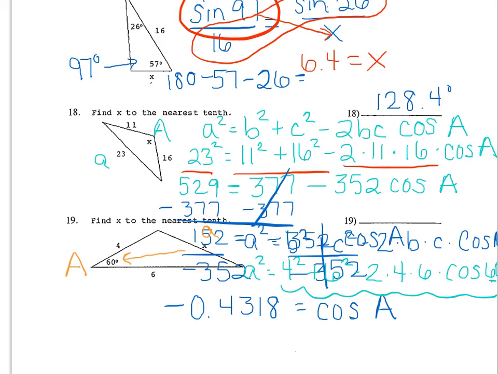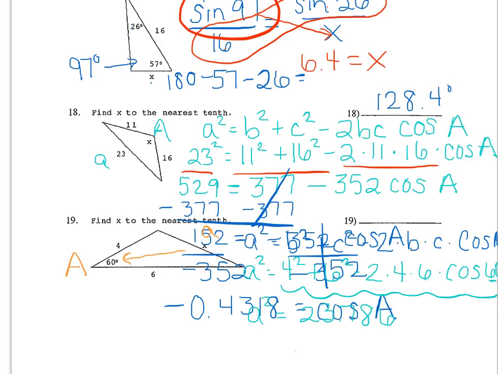So I'm going to type in 4 squared plus 6 squared minus 2 times 4 times 6 times cosine of 60. And I end up with 23.7. And remember, that's equal to a squared. I would actually take a few more decimals on that because we're not done with our problem yet. So I would maybe go 23.786.